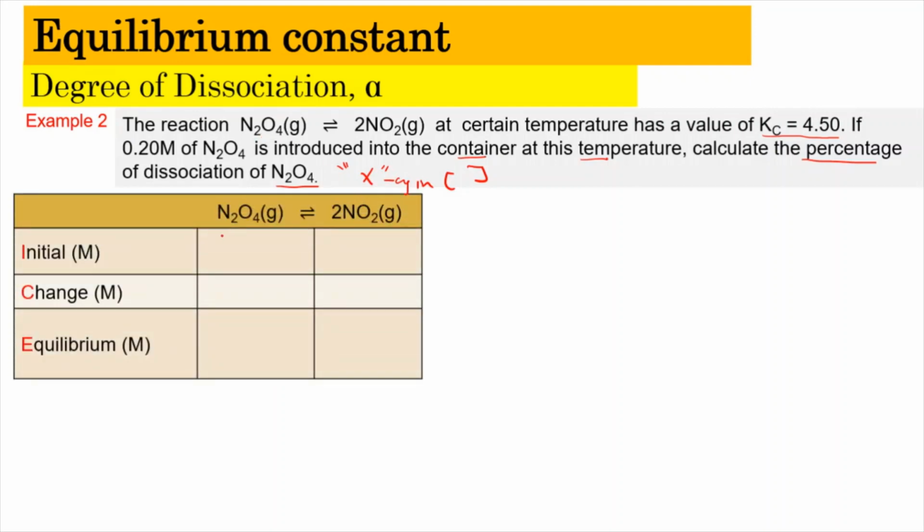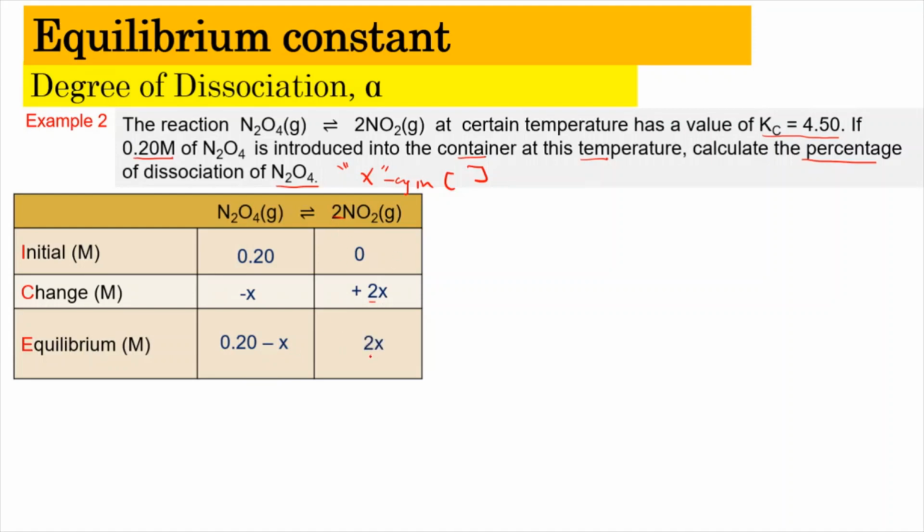So we have the equation of N2O4 gas converted into 2 moles of NO2 gas. Initially, we're going to have 0.20 molar of N2O4 inside the container, and the concentration of the product at the initial stage is 0. But as time goes by, the reactant will be reduced by an unknown amount of x. Meanwhile, the concentration of the product will be increased by 2x because it has the stoichiometry of 2. And at equilibrium, we're going to get the concentration of the reactant to be 0.2 minus x, meanwhile the concentration of the product to be 2x.